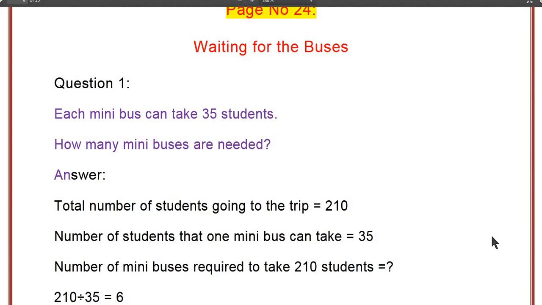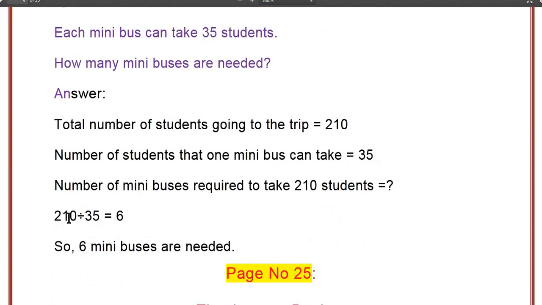So 210 is equal to how much? So here from more to less, it is a division. 210 divided by 35 is equal to 6. Number of minibuses required to take 210 students is equal to how much? 210 divided by 35 is equal to 6. 6 minibuses are needed. Students, here 210 divided by 35, you make the division yourself.